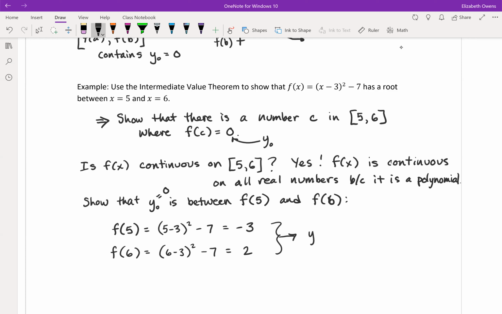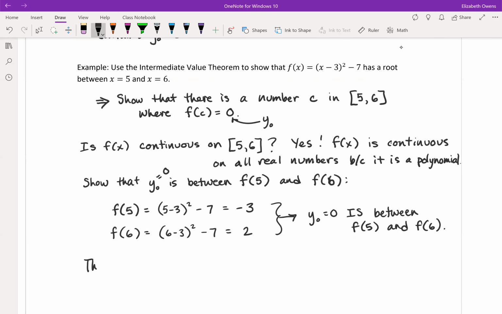y0 equals 0 is between f of 5 and f of 6, since f of 5 is negative and f of 6 is positive. Okay. So we've shown both of the criteria for our intermediate value theorem. All the things that are supposed to be true have been met here.